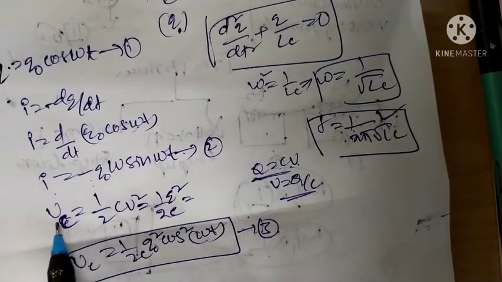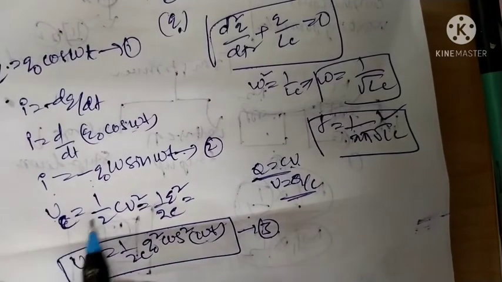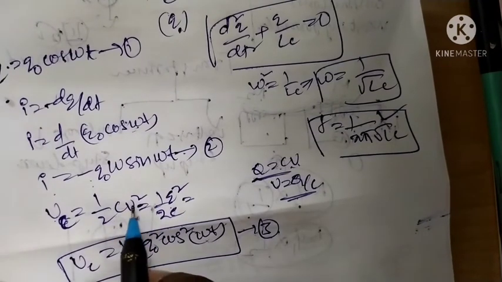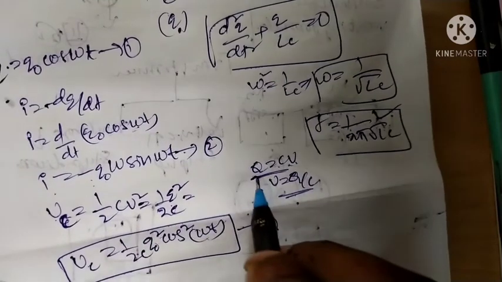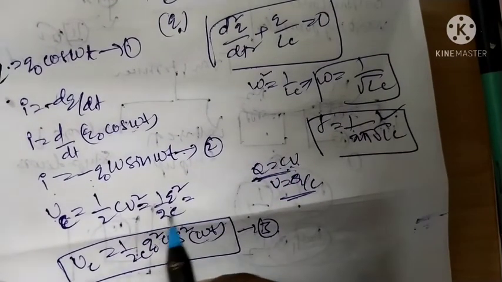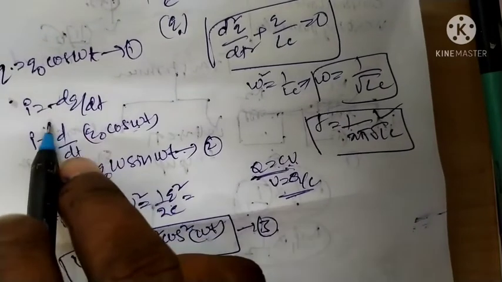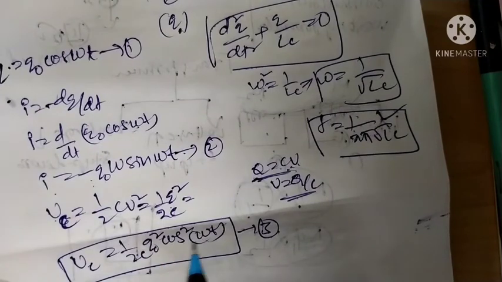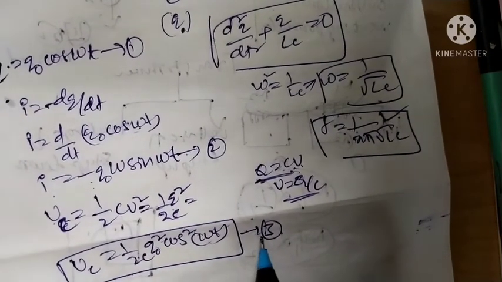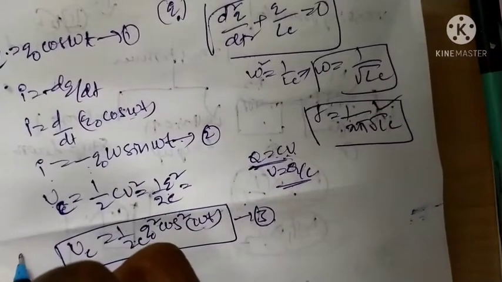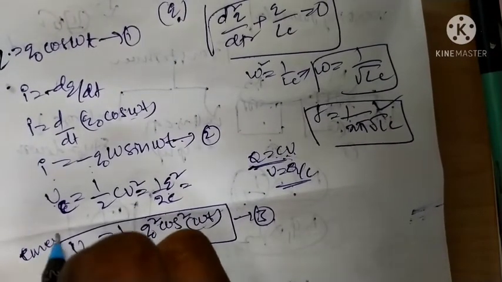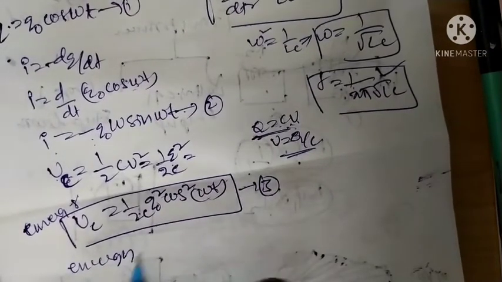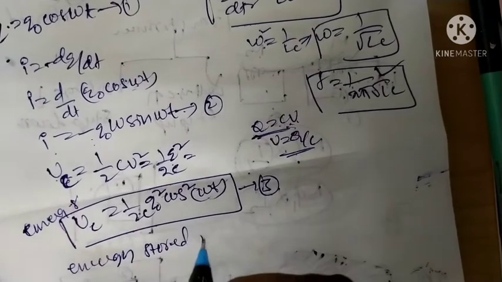Here, the potential energy stored in the capacitor is half CV square. Q is equal to CV. We substitute the value, we get Q square by 2C. Q value here, this value substituted in the formula, we get 1 by 2C q naught square cos square omega t. This is equation number 3. Same, that is energy stored in capacitor.